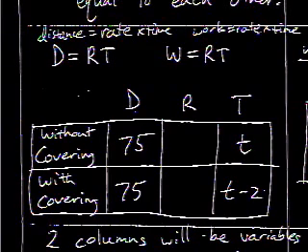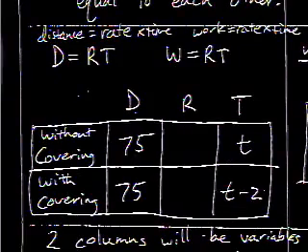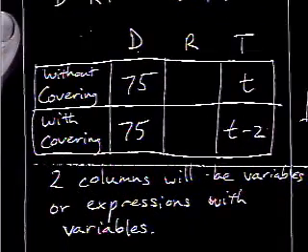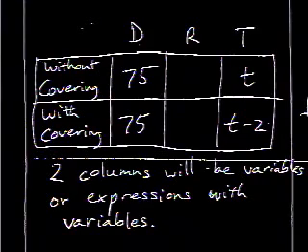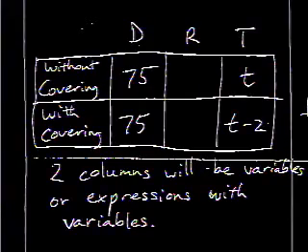So that's obviously impacting the speed. Now, here's the part that a lot of you get confused about. It wants to know what the average speed for the trip is using the aerodynamic covering. But it never gives me any information about the rate. What I want you to realize is that two of these columns will be variables or expressions with variables. Two of these columns in these types of problems, because we're going to have expressions.